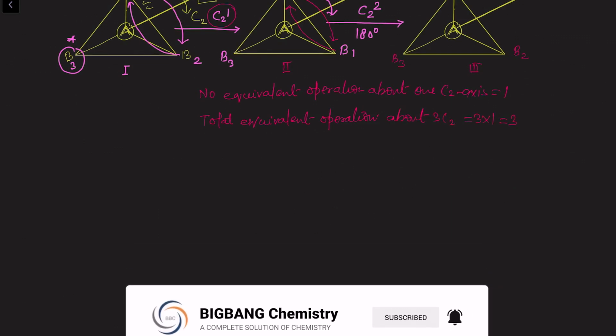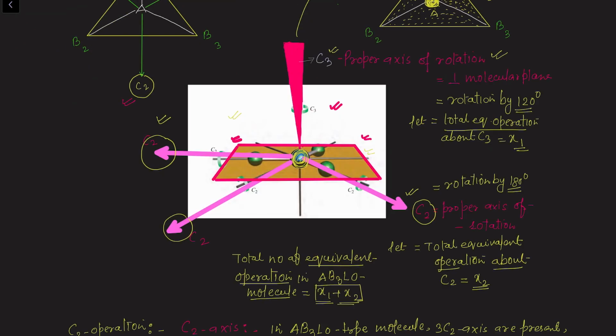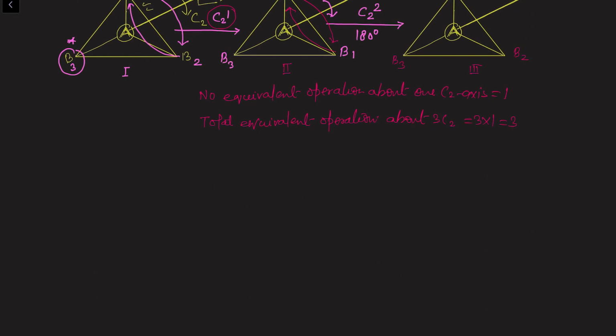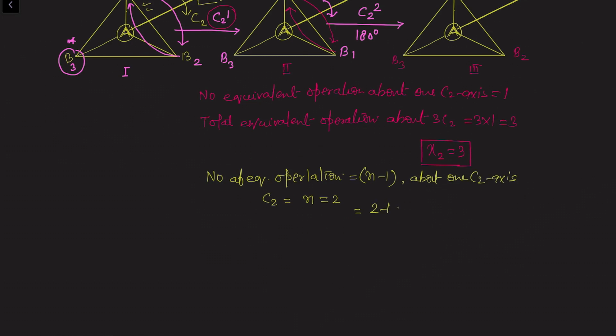3, right? Now we assume that x2 is the number of equivalent operations about C2. So x2 is equal to 3, right? Same thing we can do with the help of a formula also. The number of equivalent operations is equal to n minus 1, where n is the order of the axis. So for C2, what is the value of n? n is equal to 2. So the number of equivalent operations about one C2 axis is 2 minus 1, equal to 1.